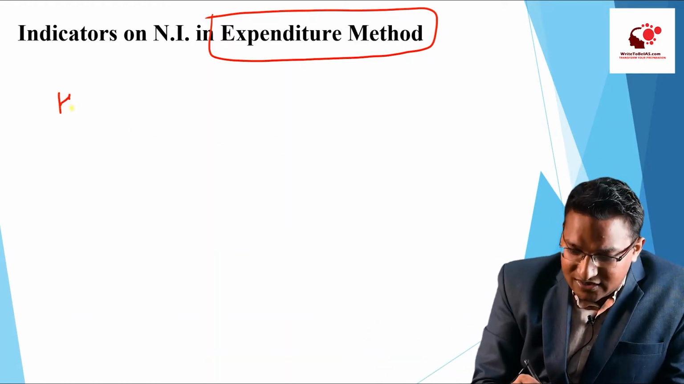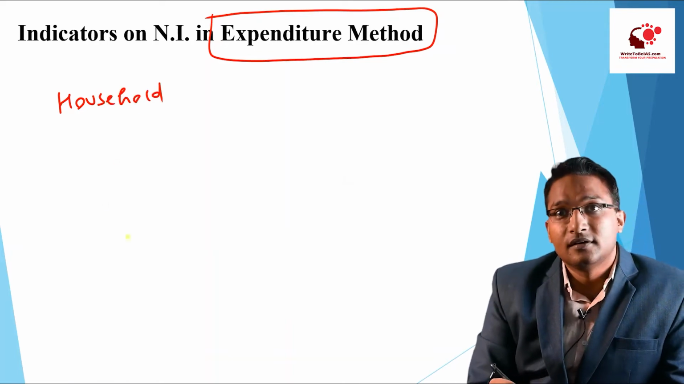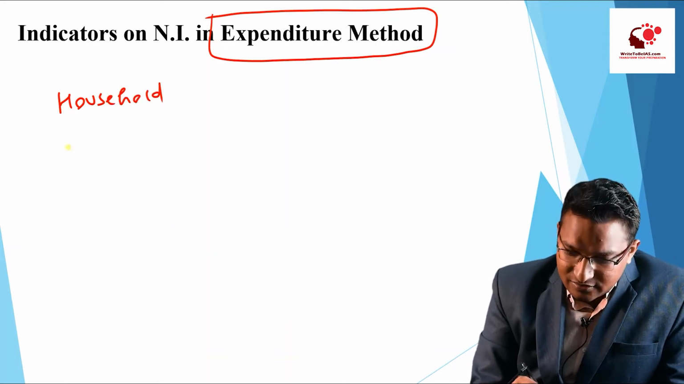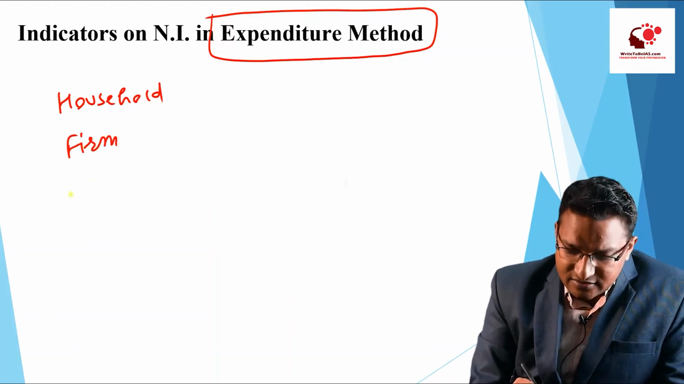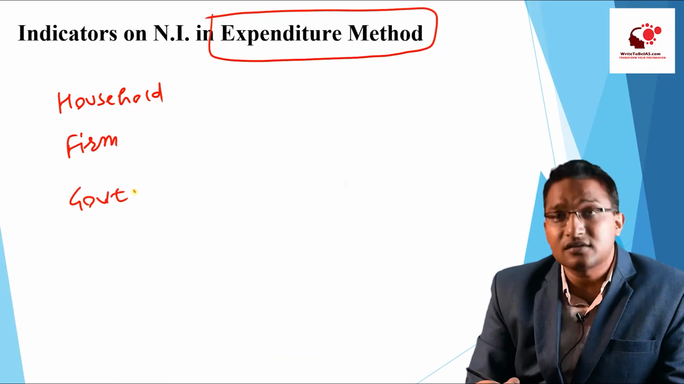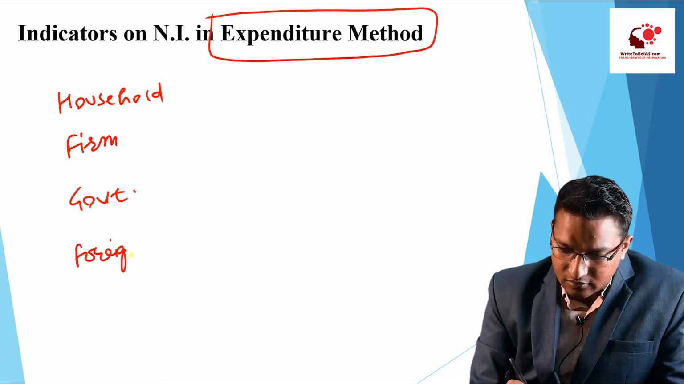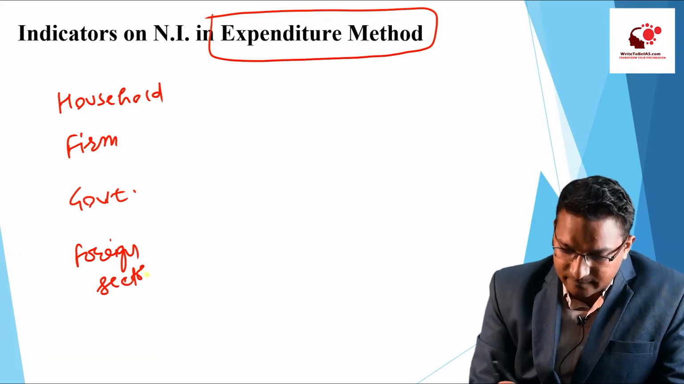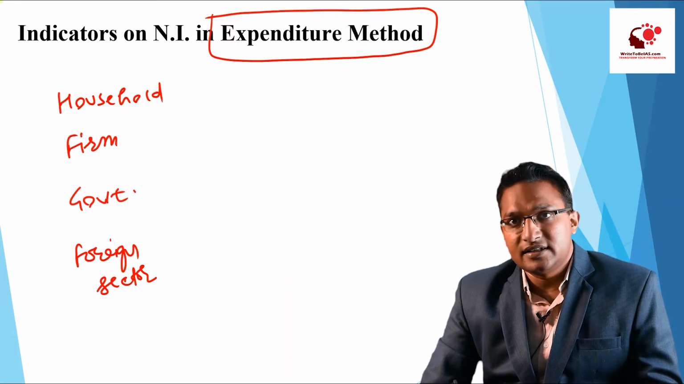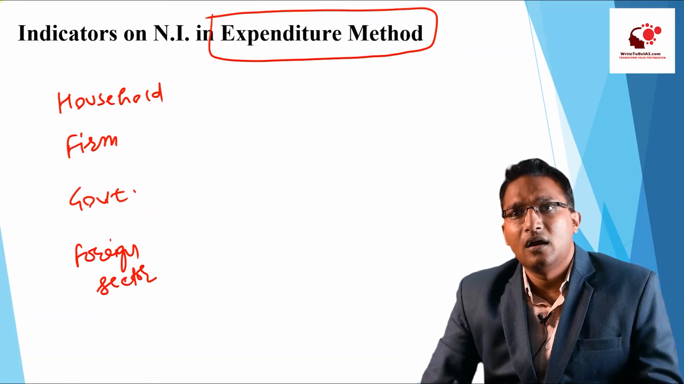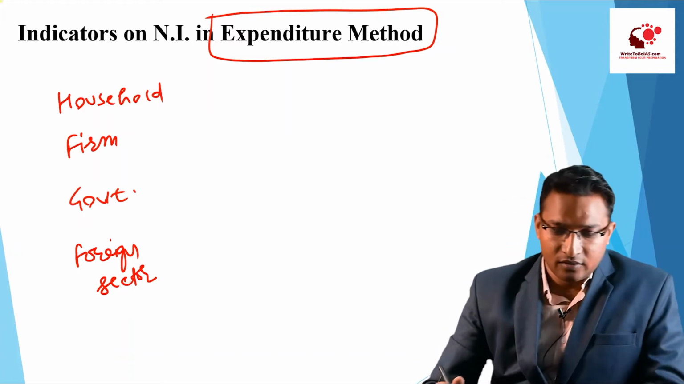The first economic agent is household. Another economic agent is the firm. The third economic agent is the government. And the fourth economic agent is the foreign sector, right? These are the possible different important players, right?